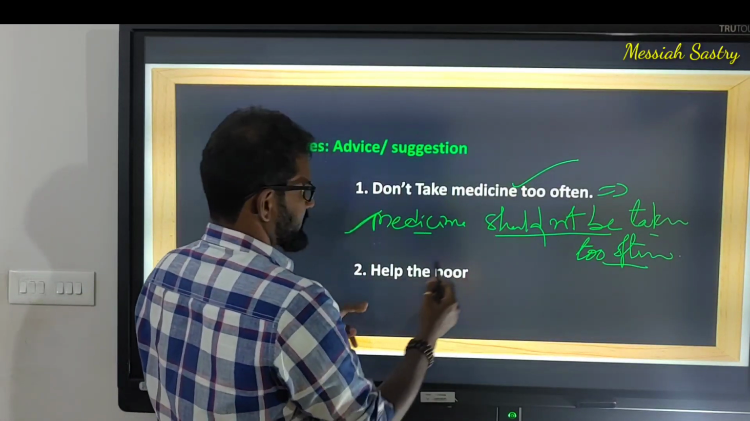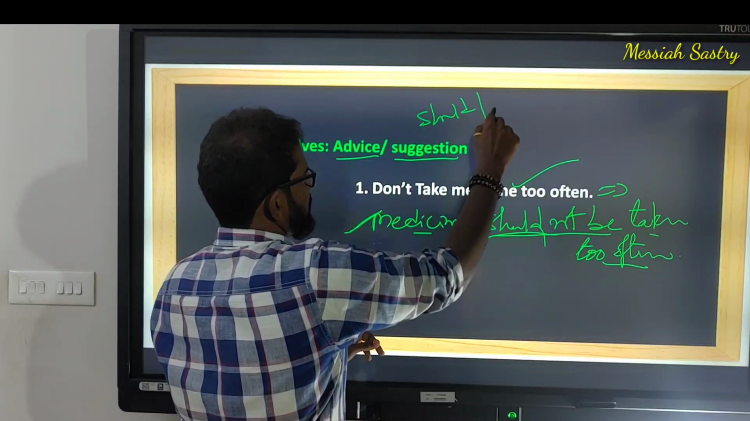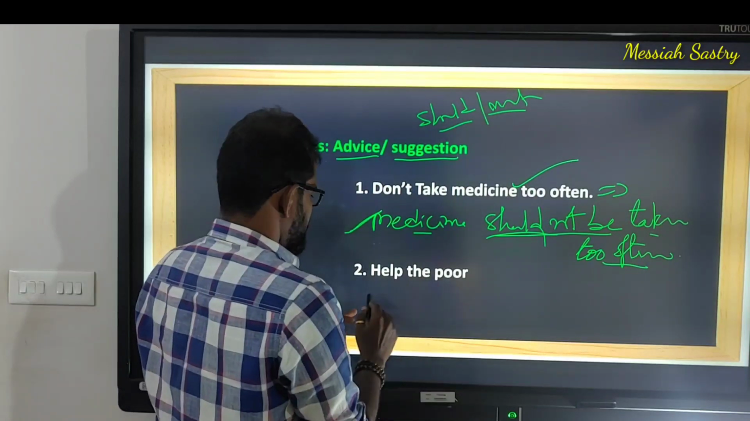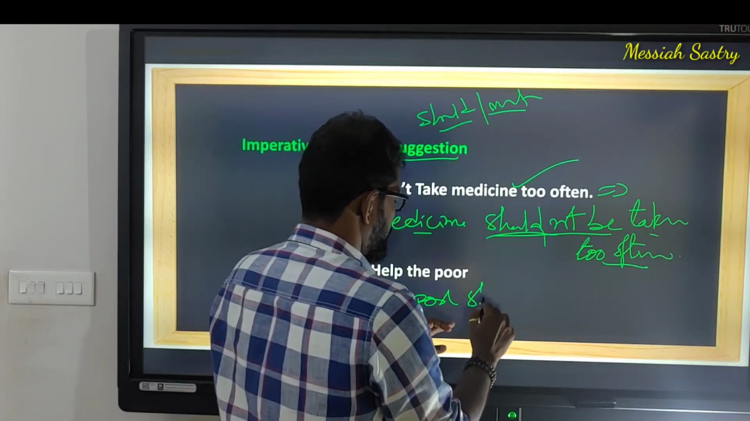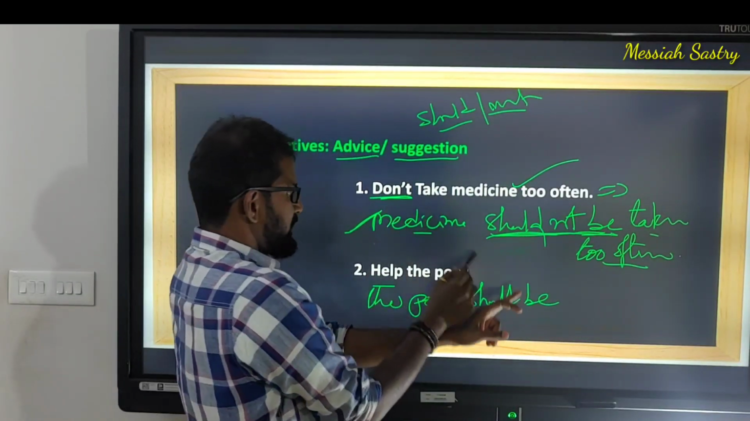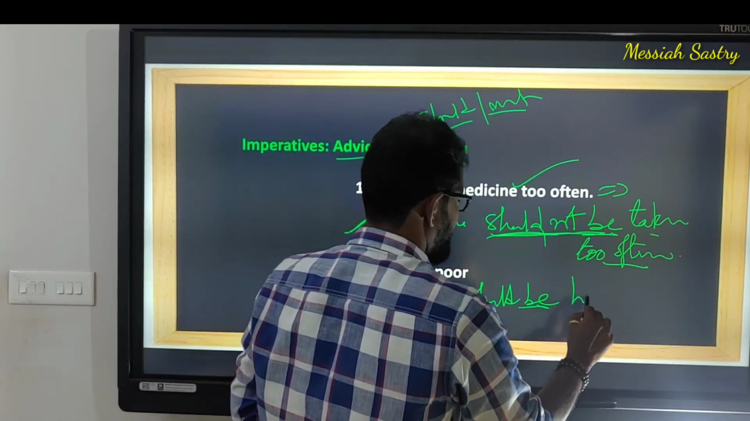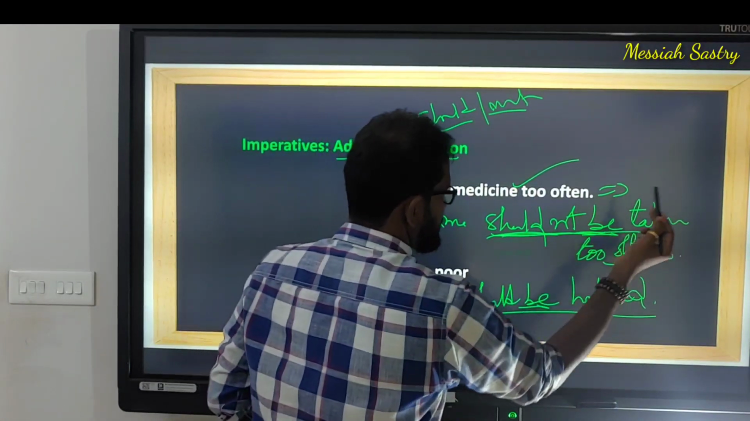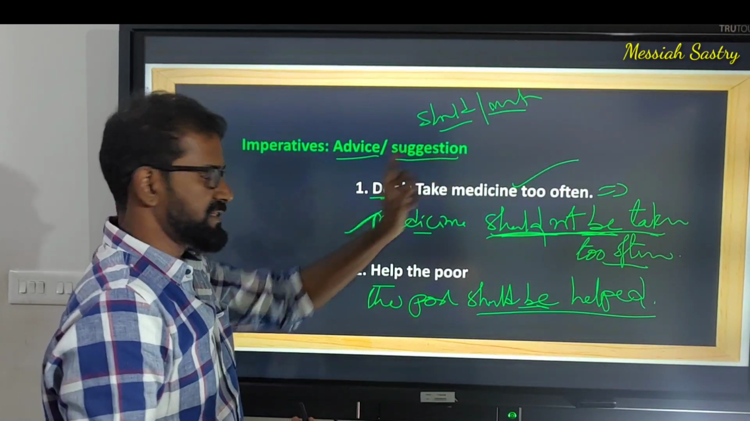Help the poor. Then same, using should. Advice, suggestion, we can use should or must. Both can be used to give advice. Answer: the poor, we can use must or should. Should be. Here it is not "not be" because the reason is "don't"; here it is "be" because the reason is a positive sentence. The poor should be V3, helped. Should be helped. Should not be taken. Should plus be plus V3, if it is advice or suggestion.